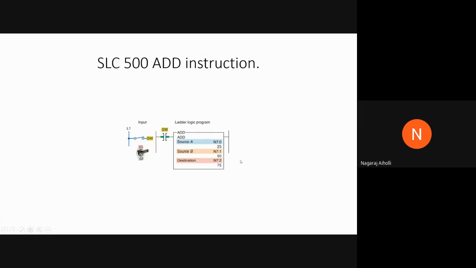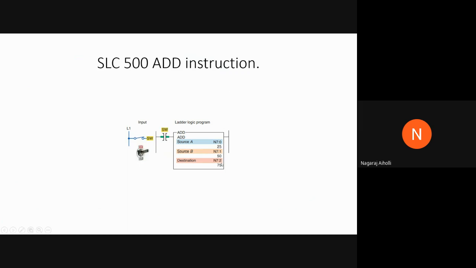In this ADD instruction, the value stored in source A is 25, the value stored in source B is 50, and the addition of these two, that is 25 plus 50, is how much? Yes, it is 75. 50 plus 25 is 75. This 75 is stored in the destination, that is N7:2.